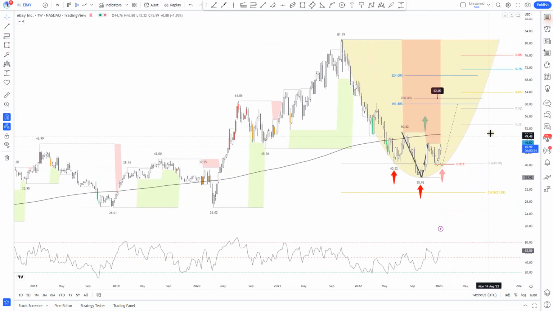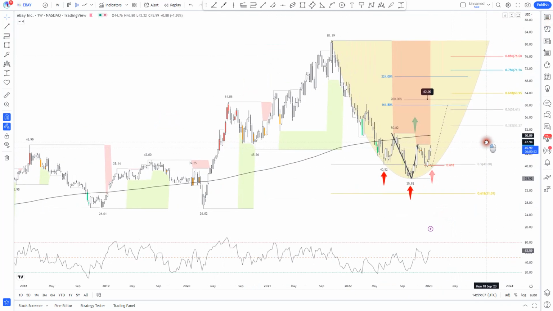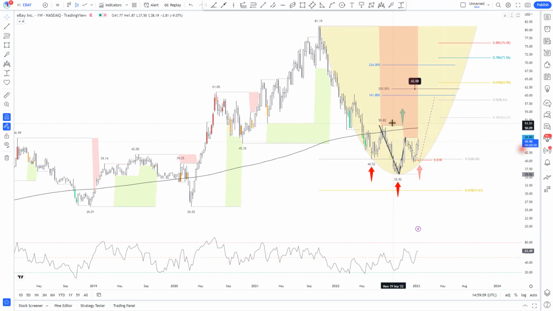eBay, also interesting to follow, 50.82. So this is, let's say, my main level to pay attention to. So a breakout above 50.82 should trigger more upside momentum.